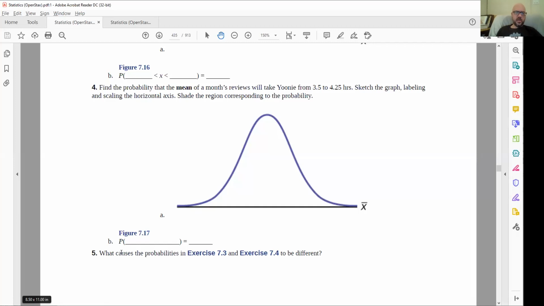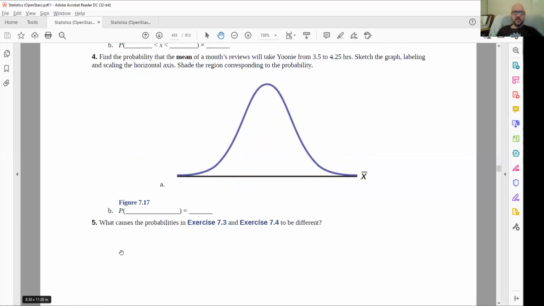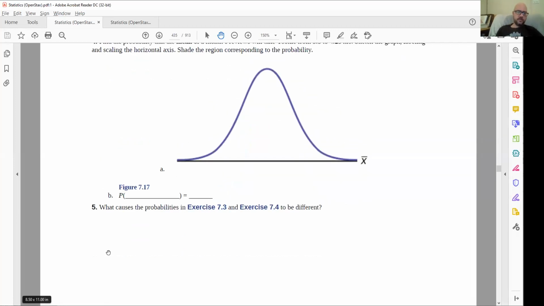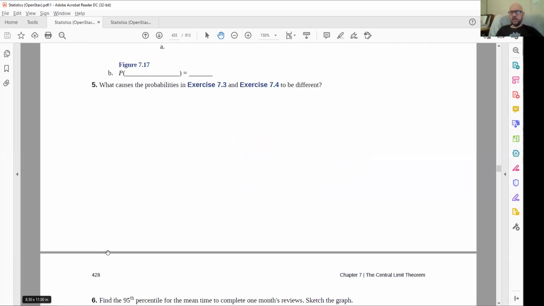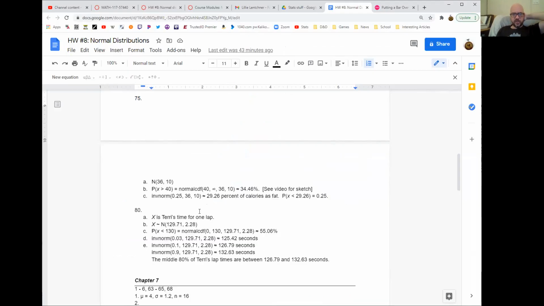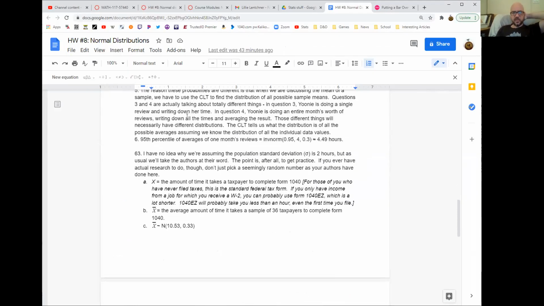And they say, what causes the probabilities to be different between 3 and 4? The answer is that those are different distributions. We're talking about different things, and one of them has a much larger standard deviation than the other one. So I'll let you read my explanation in the text version if you want. It's over here, a paragraph long or something like that. So feel free to read that. I'm not going to go over it right now, but I hope you get the idea. If you don't, read it and think about it.